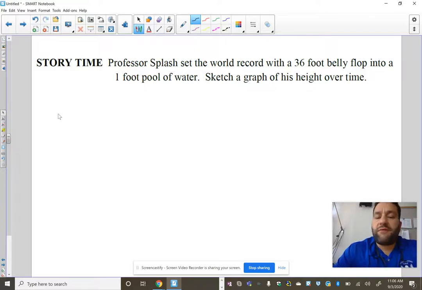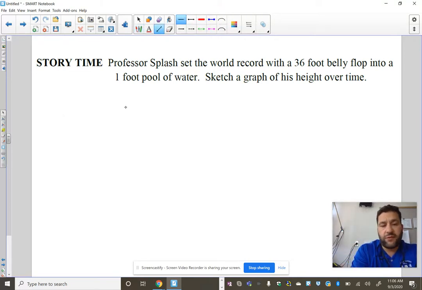Now let's take a look at it from the other way around. Instead of being given a graph, we're going to be given a situation and we have to graph it. So it says Professor Splash set the world record with a 36-foot belly flop into a 1-foot pool of water. Sketch a graph of his height over time.